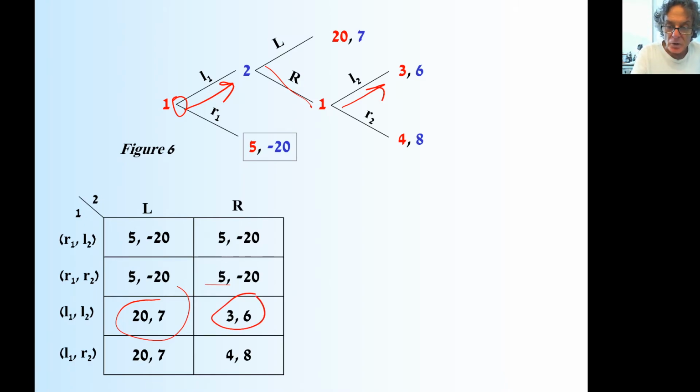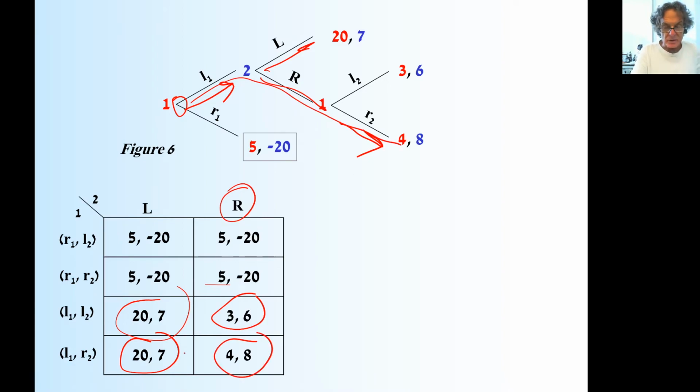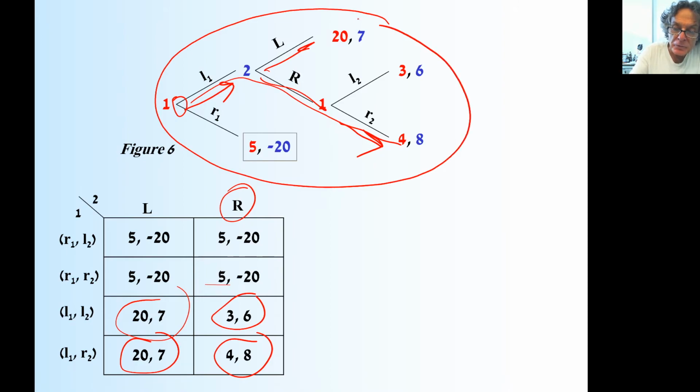Now suppose that I go left 1, but I go here to R2. If she goes left, 2, 7. If she goes right, 4, 8. So that's the description of the game in a table form, what we call strategic form. This is the game in a tree form. This is the game in strategic form.